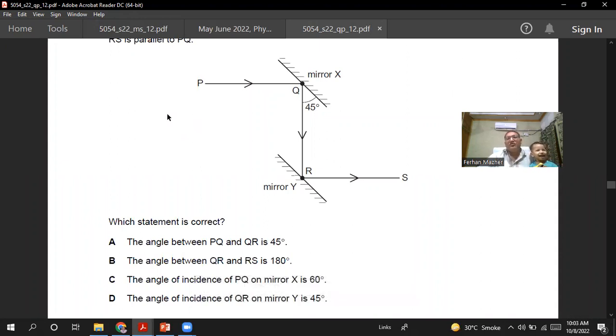is 45. That is not true. This angle here is 90 degrees. The angle between the QR and the RS is 180 degrees. That is not true. That angle here is approximately 90 degrees. And the angle of incidence of the PQ on the mirror is 60 degrees. That is also not true. If I draw a normal here, this angle and this angle, they will be equal. This is 45, this will be 45, so it will be 90. So this angle will be 180 minus 90, and this whole angle will be 90. When you draw a normal here, this angle of incidence will be 45. The angle of reflection will also be 45.